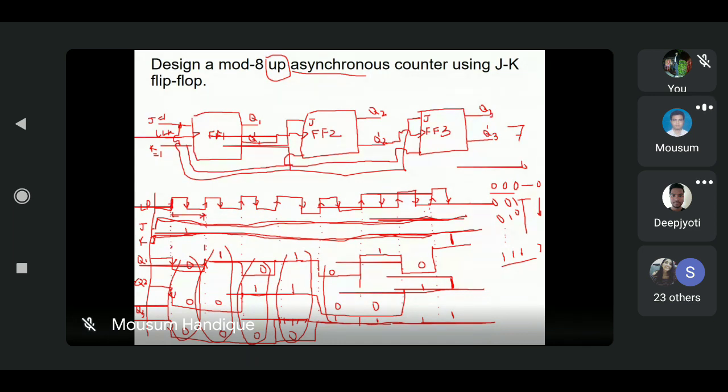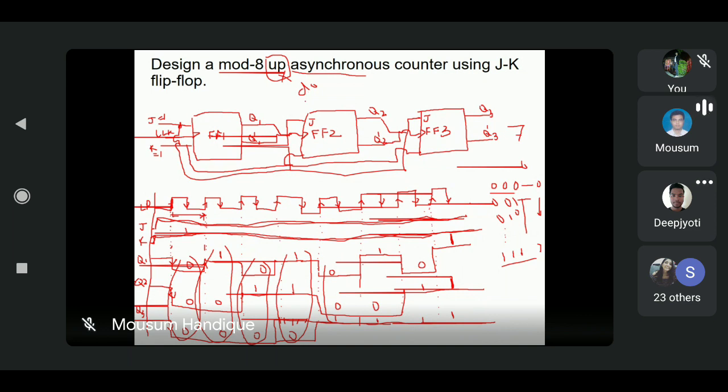Any doubt? Sir, for a down counter, Q will be the clock for the next flip-flop. Instead of an up counter, if I am using a down counter, see here, this Q-1 is not a clock pulse. This Q1 is the clock pulse to the next flip flop, and Q2 is the next clock pulse of this particular flip flop. Are you getting my point?